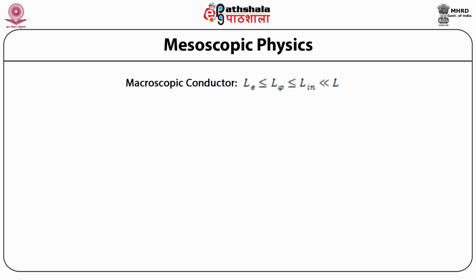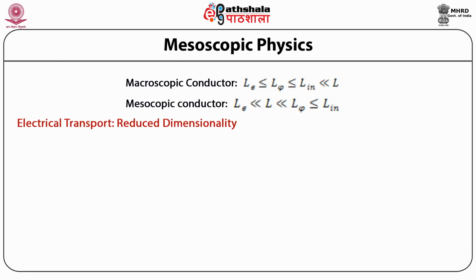So macroscopic conductor is the one when we have Le less than equal to L phi, less than equal to Ln, and very much less than L. And if we have the mesoscopic conductor, Le is very much less than L, very much less than L phi, and less than equal to Ln, where L phi, Le and Ln are the phase coherence length, mean free path between elastic scattering length, and the distance traveled by the electron after losing energy kT respectively.